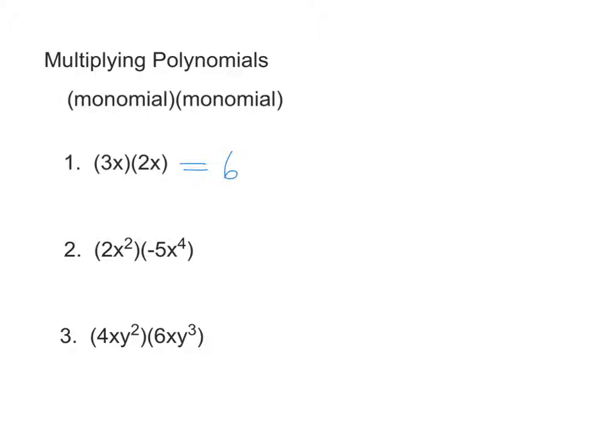You have to know the rules for exponents. When you're multiplying, you add the powers. So it's x to the power of 1 times x to the power of 1. 1 plus 1 is 2. That's why it's an x squared.